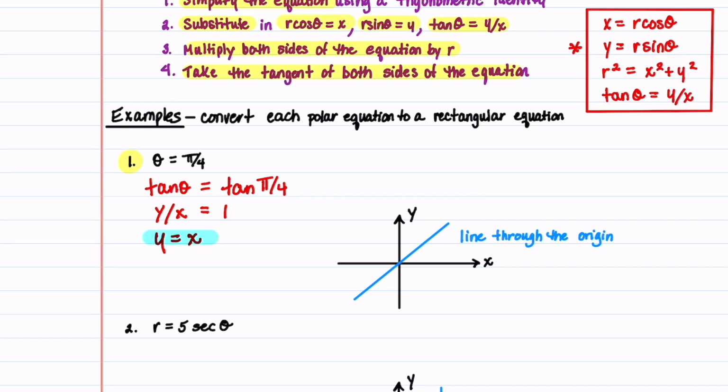This equation is a line through the origin at an angle of pi over 4. R can be any value along this line.